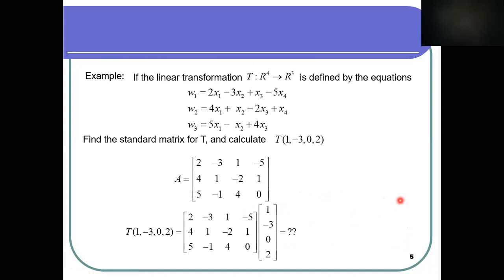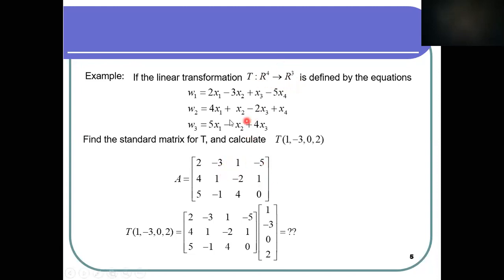So, dear students, if the linear transformation T is defined by a system of equations, take the coefficient matrix, 2, minus 3, 1, minus 5. This is a transformation from R4 to R3. As we discussed in our previous lecture, the matrix is of the order 3 cross 4. If it were a transformation from R5 to R4, the matrix would be 4 cross 5. But here the transformation is from four-dimensional space to three-dimensional space, so the order of the matrix is 3 cross 4.